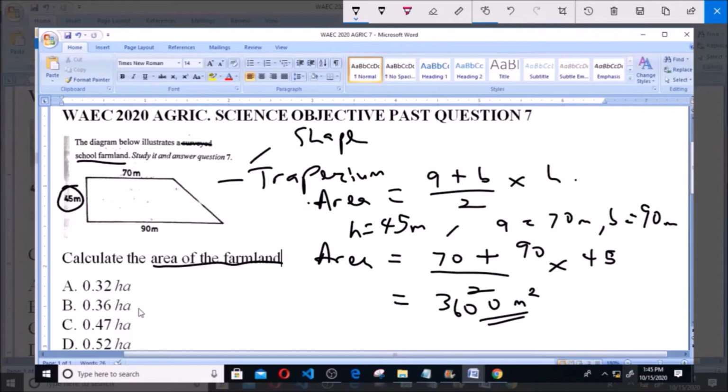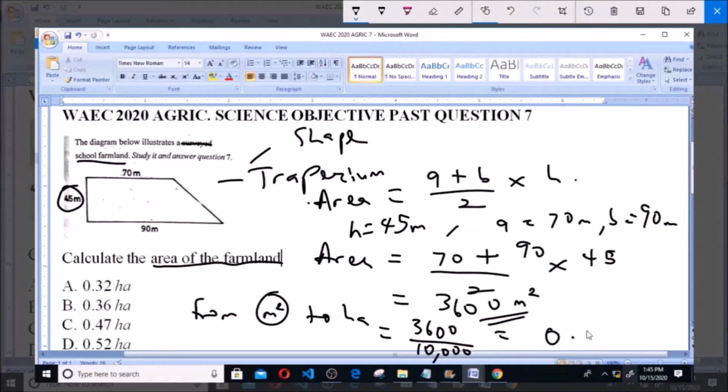So we have to convert our answer from meter square to area in hectares, and to convert from meter square to hectares, all you have to do is to divide the value in meters by 10,000. So from meter square to hectares, we'll say our answer 3,600 meters square divided by 10,000, and that's equal to 0.36 hectares. 0.36 hectares is option B. So option B, 0.36 hectares, is the area of the farmland and the correct answer to this question.